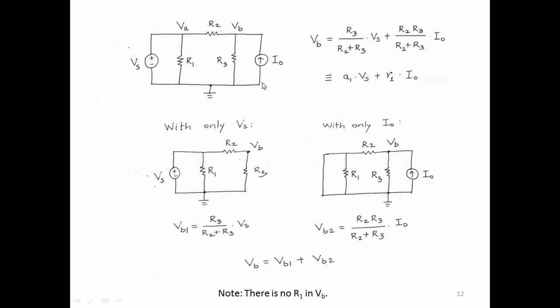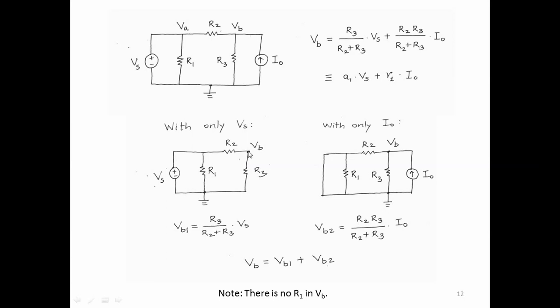So here is a very simple circuit, in fact the same circuit, and we know that the answer is this. VB is A1 Vs plus R1 I0. So let us apply superposition to find the voltage VB. I'll find VB due only to Vs first. So that is the circuit here. We'll make I0 an open circuit, and we get this circuit.